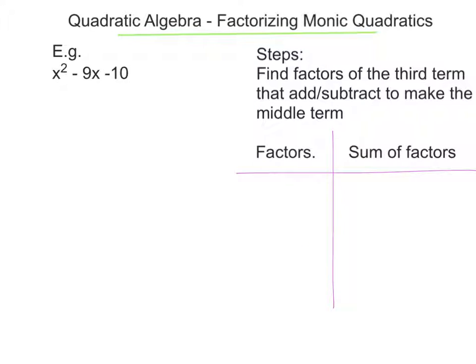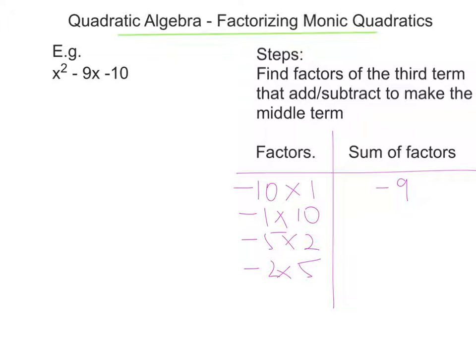In this last question, we have 2 negatives, so we need to be careful that the sum of the factors adds up to minus 9. So let's have a look at the factors of minus 10. So you can have minus 10 times 1, minus 1 times 10, minus 5 times 2, minus 2 times 5. So if I do minus 10 and 1, I get minus 9. So that's actually the one I want straight away.